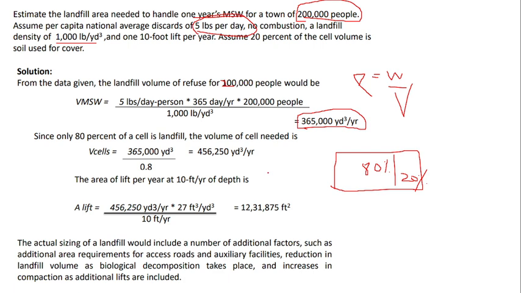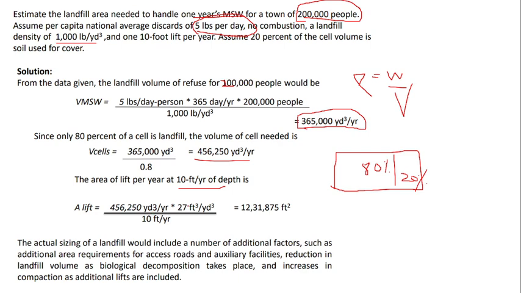This is the total volume. Now the area of lift per year at 10 feet per year of depth is... each year a 10 feet lift happens. Now you just have to find the lifted amount. For that, we know the total volume divided by 10 feet per year gives the area lifted every year. Here the unit conversion is there.